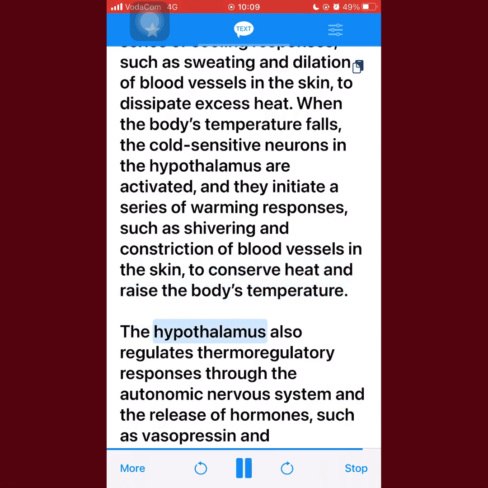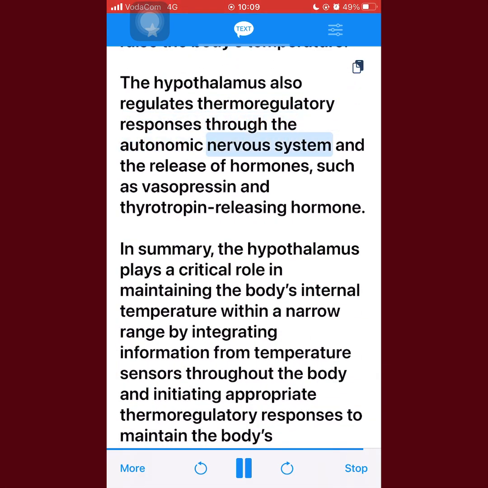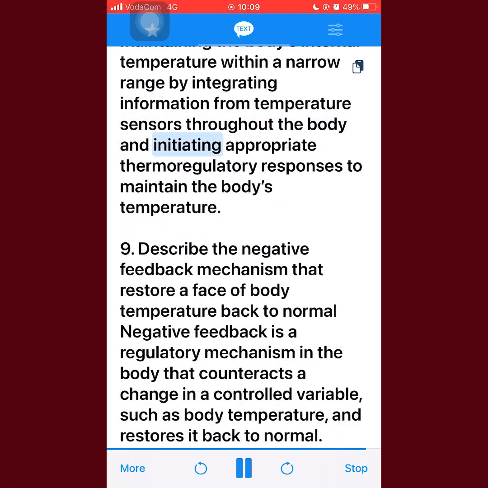The hypothalamus also regulates thermoregulatory responses through the autonomic nervous system and the release of hormones, such as vasopressin and thyrotrophin-releasing hormone. In summary, the hypothalamus plays a critical role in maintaining the body's internal temperature within a narrow range by integrating information from temperature sensors throughout the body and initiating appropriate thermoregulatory responses to maintain the body's temperature.